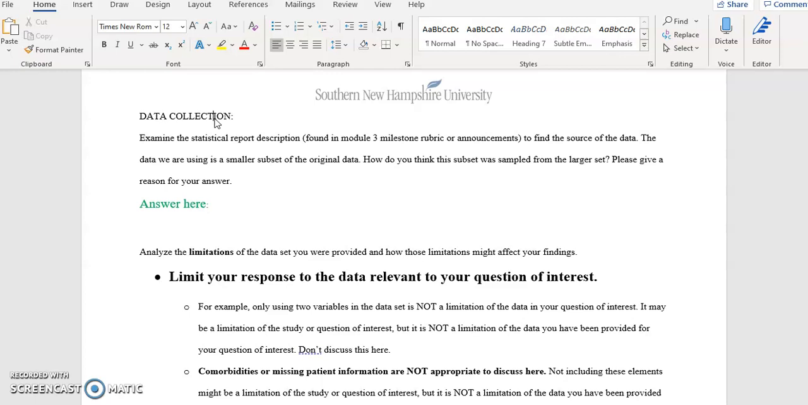So, for example, do you think the author of our data set took a random sample of the original data? Do you think he just picked the last 100? Do you think he did a systematic sample, like picked every 10th? What do you think he did? Look at your data, compare it to the broader source of the data, and see what you can come up with. And then you put your answer here in green. It says answer here.